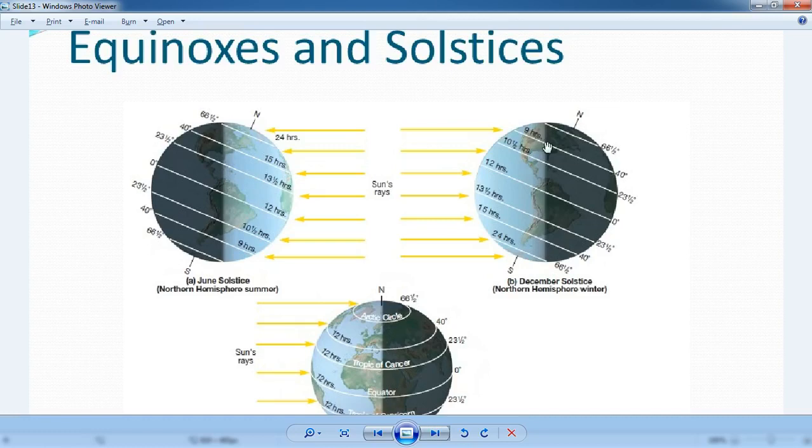During the winter solstice, okay? Ang northern hemisphere, 9 hours at 40 degrees north. 10 hours, 23 degrees sa Tropic of Cancer. 12 hours sa equator. Okay? 13 hours diri sa Tropic of Capricorn. Okay? Then, 24 hours, 66 degrees south or sa South Pole.